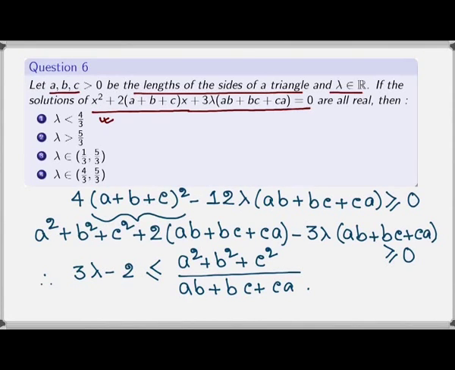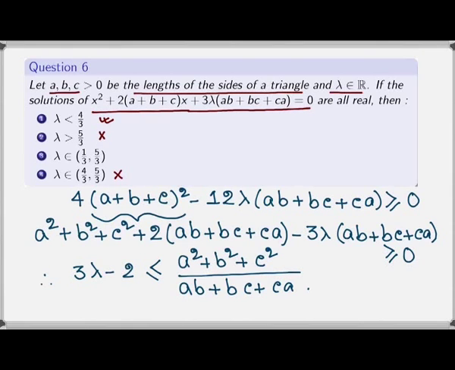So therefore the second option, that λ > 5/3, cannot be correct. And also at the same time we can say that the fourth option, that λ is in the open interval (4/3, 5/3), is also not correct. So we have to only check whether the third option, that is λ is in the open interval (1/3, 5/3), is correct or not.